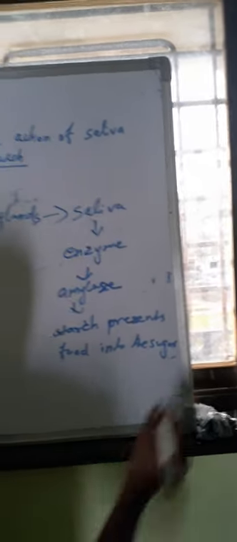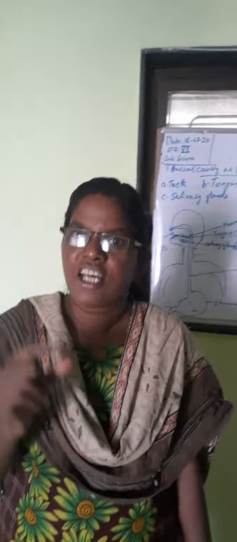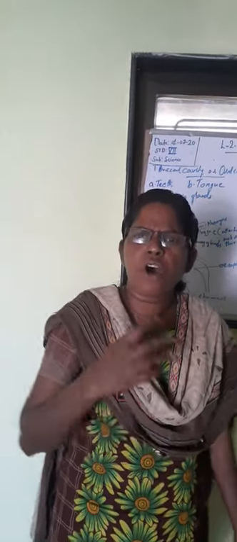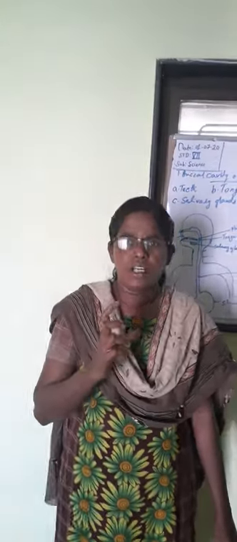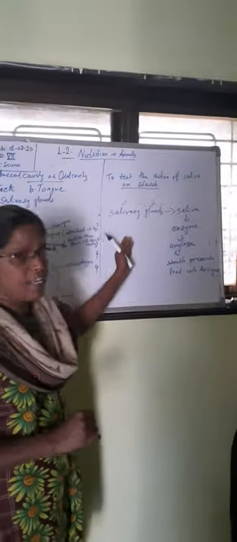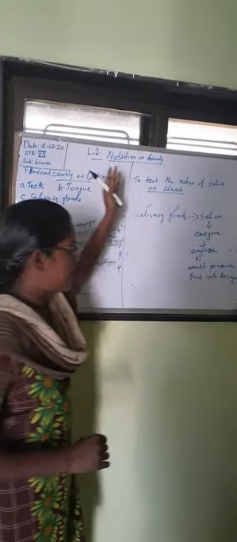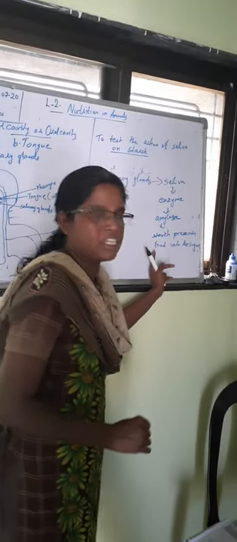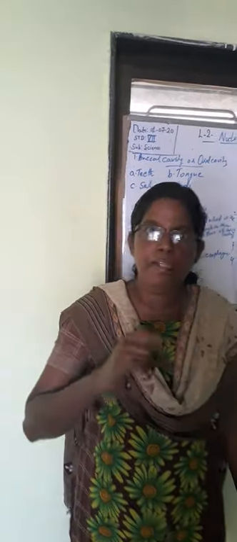Understand? Sometimes when we eat food and chew it for 5 minutes, it tastes sweet, like when eating chapati or rice and chewing for a longer time. Why is that? The salivary glands produce saliva, which has an enzyme called amylase. That enzyme converts the starch present in food into sugar. That is why the food tastes sweet.